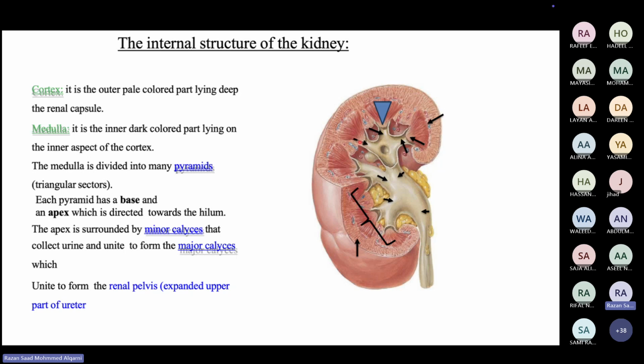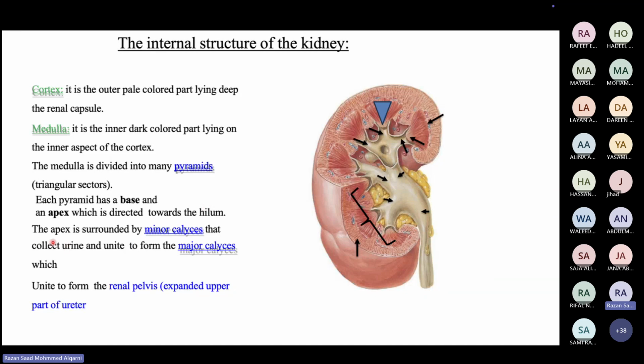At the end of the apex, we're going to have some small tubes that form to collect the urine from the pyramids. Those tubes are called minor calyces. Those minor calyces are going to be united together to make major calyces. Then the major calyces, all of them, are going to form the renal pelvis, which is the first part of the ureter. This is the dilated part of the ureter, going to be called what? The renal pelvis. After that, the ureter continues as the ureter proper.